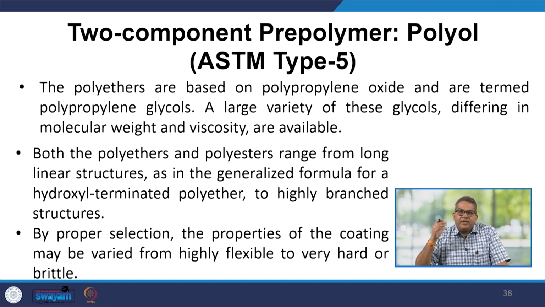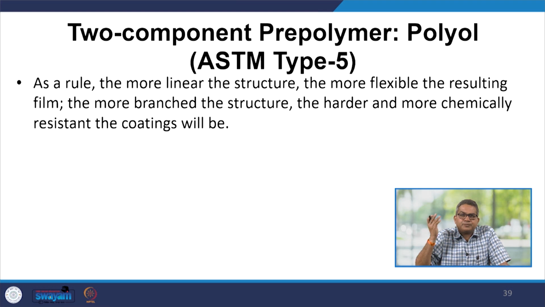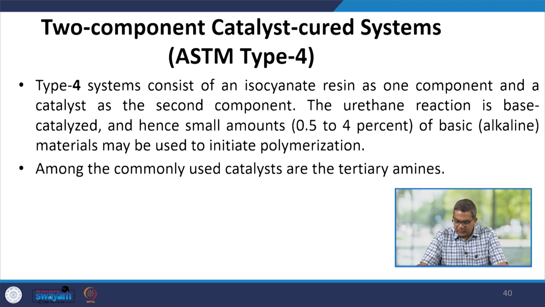Both the polyethers and polyesters range from long linear structures, as in the generalized formula for a hydroxyl terminated polyether, to highly branched structures. By proper selection, the properties of the coating may be varied from highly flexible to very hard or brittle. As a rule, the more linear the structure, the more flexible the resulting film, and the more branched the structure, the harder and more chemically resistant the coating will be.